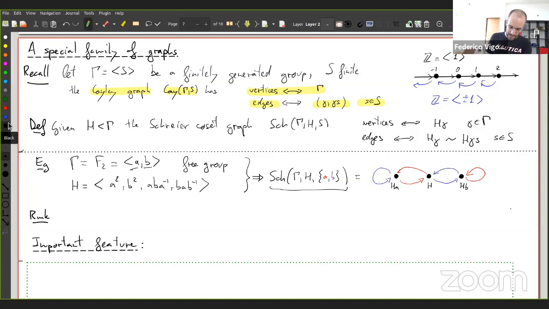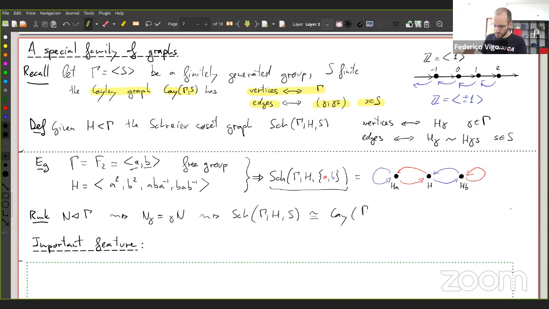One remark is that if N is a normal subgroup of Γ, then right cosets and left cosets are the same, so the right coset is equal to the left coset setwise. And it is easy to see that the Schreier coset graph is just equal to the Cayley graph of the quotient Γ/N with generators S bar, the image of S, where π is the projection from Γ to the quotient.